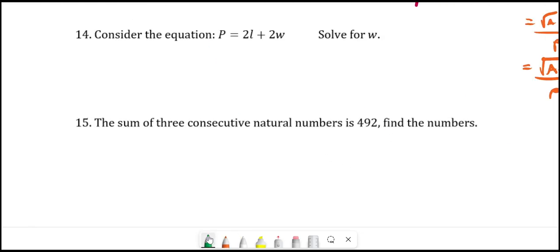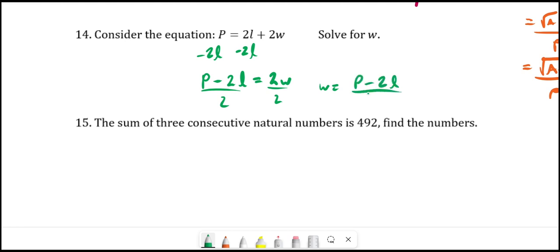All right, what about this one? We want to solve for this w. So the first thing we want to do is get rid of the sort of easier terms. We have a 2L here, and we want to subtract that from both sides because it's being added to w, that'll get rid of it. So this is p minus 2L. If I then divide by the 2, we wind up with the following expression for w. We get w is equal to p minus 2L over 2.